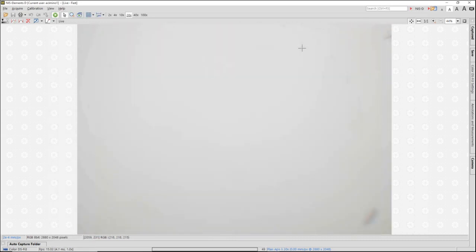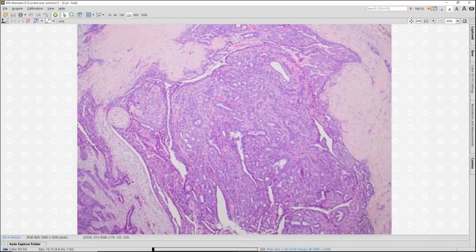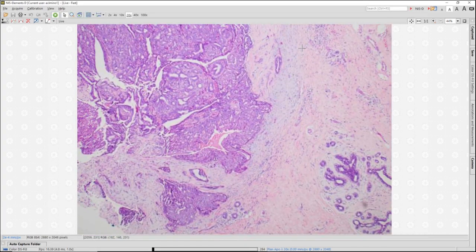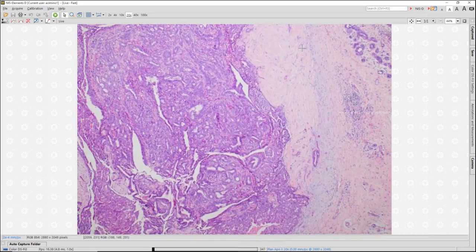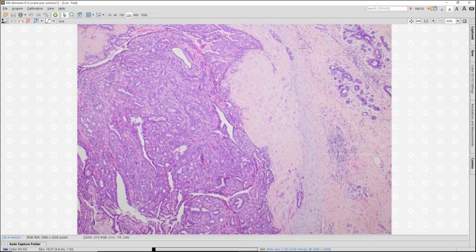Now, the management of benign intraductal papillomas is changing. It's been changing over the past few decades, particularly in the past 5 years. This is an excision of an intraductal papilloma with adenosis and florid hyperplasia. And we'll talk about the slide momentarily.